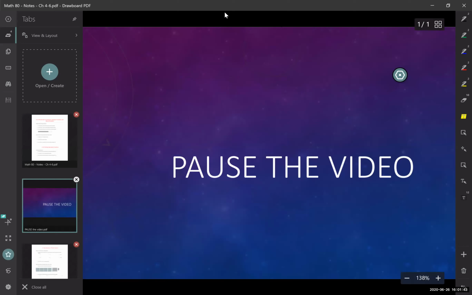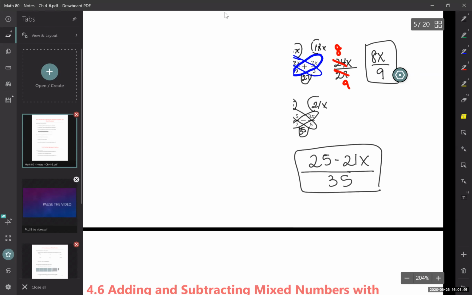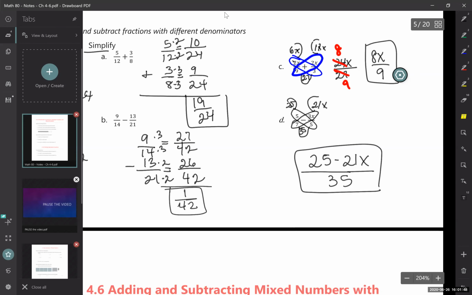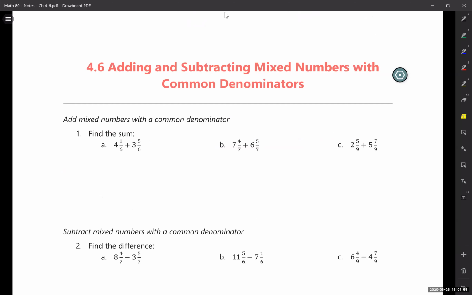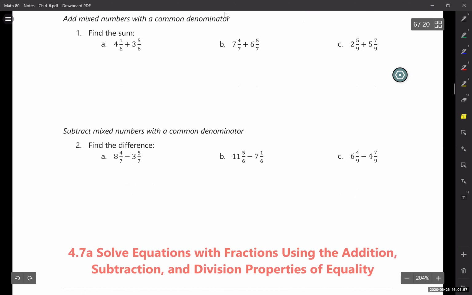And we are back with 4.6, adding and subtracting mixed numbers with common denominators. Now this section is pretty short. Look at that. There's only 2 examples.